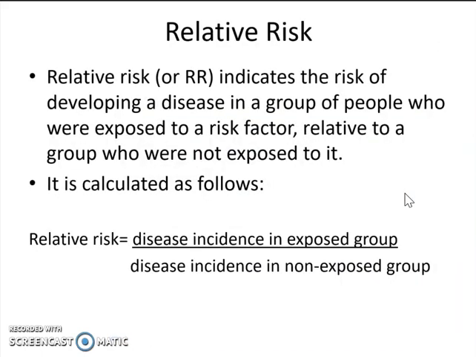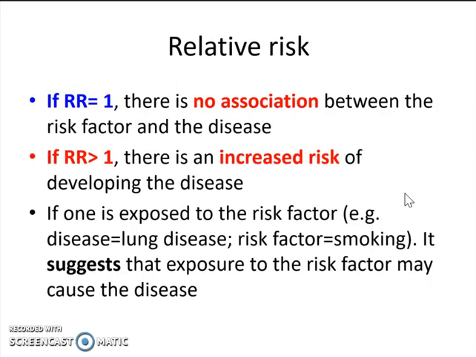Then we have the relative risk, or the RR, which indicates the risk of developing a disease in a group of people who were exposed to a risk factor relative to a group who were not exposed to it. It is calculated as follows: disease incidence in exposed group over disease incidence in non-exposed group. If RR is equal to 1, there is no association between the risk factor and the disease. If RR is more than 1, there is an increased risk of developing the disease.